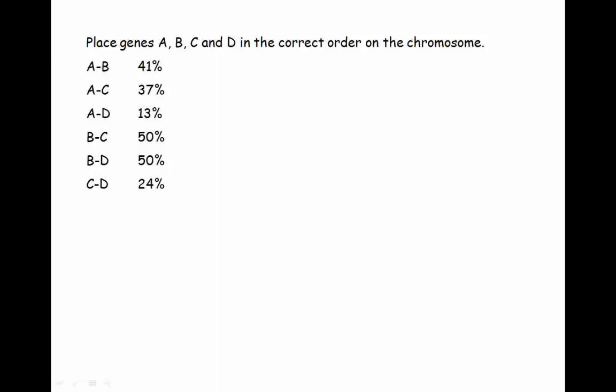In this third example, we're dealing with 4 genes again, but now it's a little more involved because we do have a couple of them that are giving us 50% recombination frequencies. So the approach is going to be the same way as before.